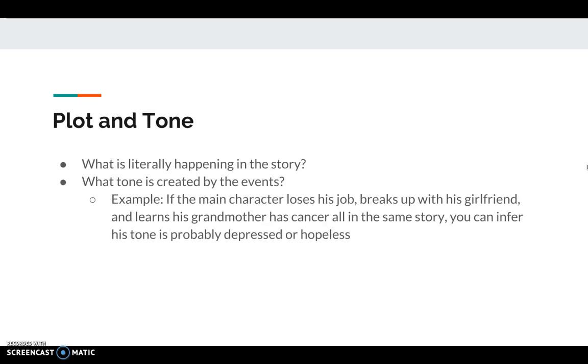So what's literally happening in the story, and what tone is created by the events. So in this example, a character who loses his job, breaks up with a girlfriend, and learns his grandmother has cancer, obviously those are all negative events. And so an accumulation of negative events might make a negative tone. But remember, we can't just use the words negative and positive. So you would say, in what ways is that negative? And you might say, the tone of that story is depressed or hopeless.